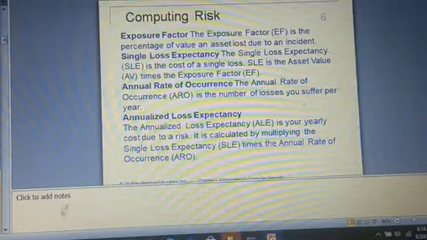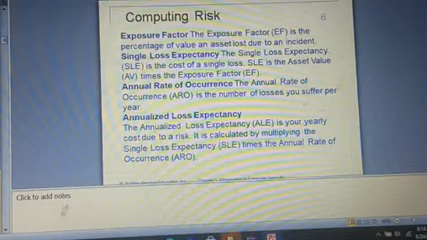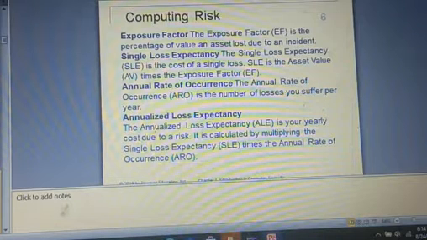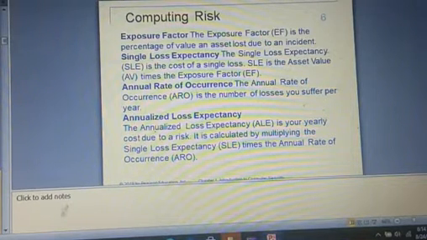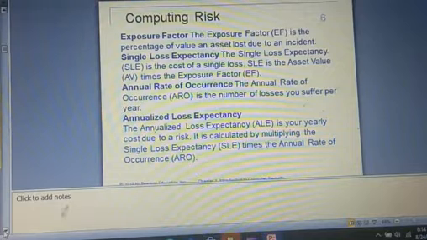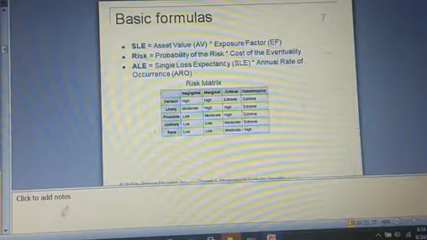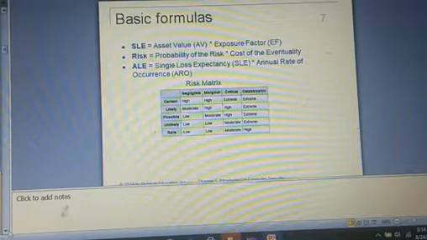And then we have the annual rate of occurrence. It is the number of losses that has been suffered per year. And then we have the annualized loss expectancy. It is the yearly cost due to a risk. So when a risk has taken place, what is the cost yearly? This is calculated by multiplying the single loss expectancy with the annual rate of occurrence. So these are the basic formulas that can be used to calculate computing risk.